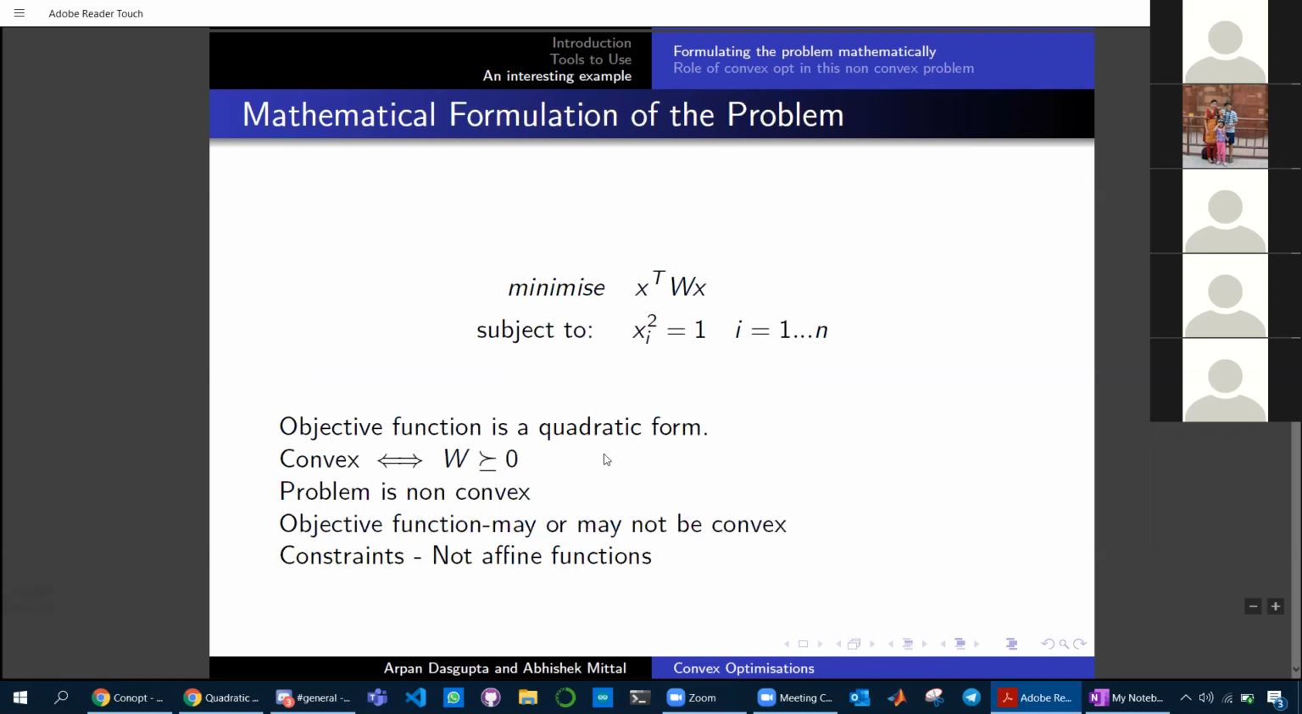Now the entire mathematical formulation of the problem is that I have to minimize x transpose W x, and this objective function is subject to the constraints xi square equals 1.